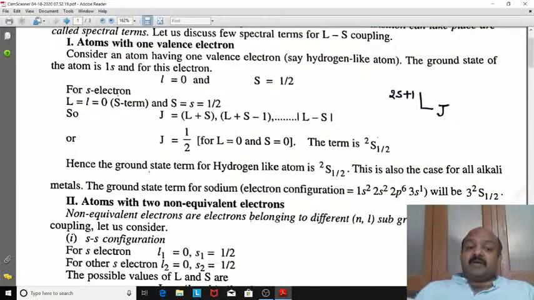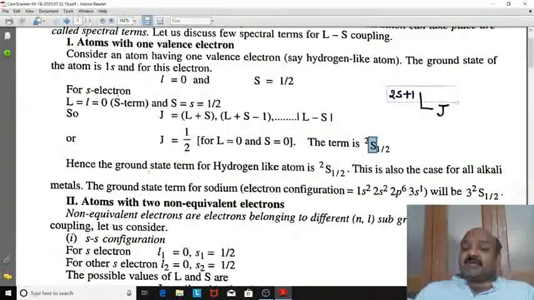Now we calculate capital L. Capital L will be equal to small l because it is a single electron. So, capital L will be equal to l, as l is 0. So, capital L will also be 0, and value of capital L 0 stands for S term. So, now the electron in hydrogen atom will be residing in S term, and answer is S term here.